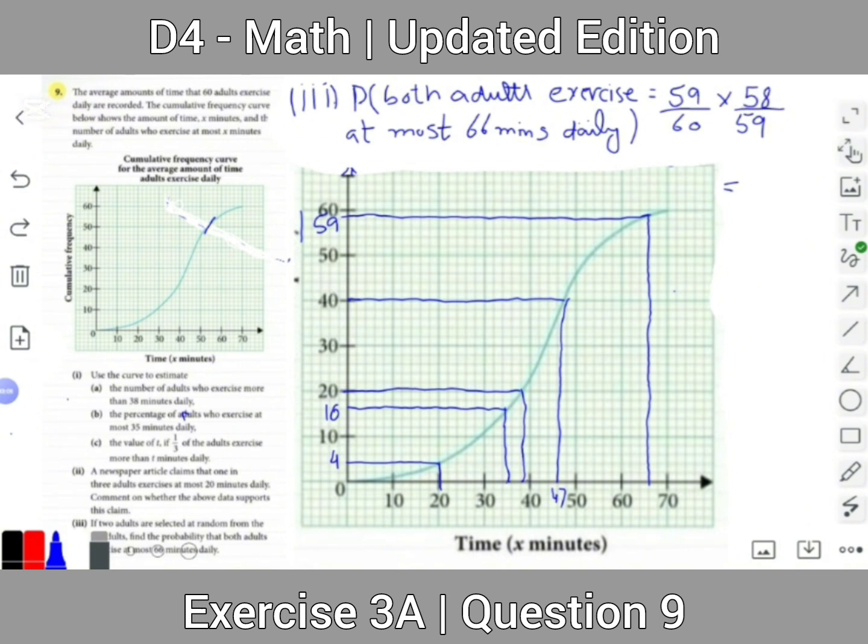So this 59 cancels out with 59 and we will get 58 over 60, and with the table of 2 we will make further simplification. So here we have 2 4s are 8 and 2 9s are 18, and here we have 2 3s are 6 and 0. So here we have 29 over 30. So the probability that both adults exercise at most 66 minutes daily is equal to 29 over 30.